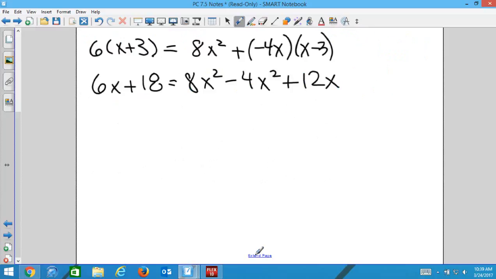Okay, so now there's an x squared in it, so I'm going to have to set it equal to 0, and I'm going to make this side have everything. So I'm going to have 4x squared. I'm going to subtract 6x, so I get plus 6x, and I'm going to subtract the 18, minus 18.